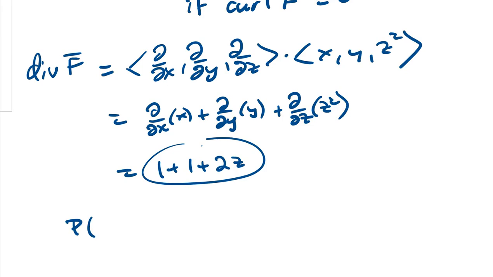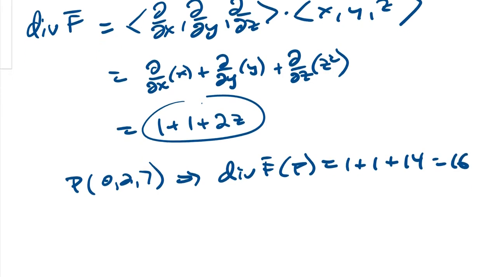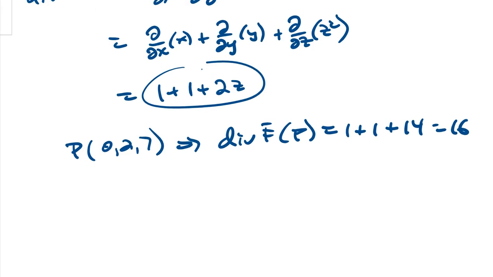P is, I don't know, (0, 2, 7). So then the divergence of f at P will obviously be 1 plus 1 plus 14, so it's 16. Now, if the z component is 0, the divergence is just going to be constant. So apparently, for this vector field in the xy plane, the divergence is going to be constant. So maybe we can graph this.